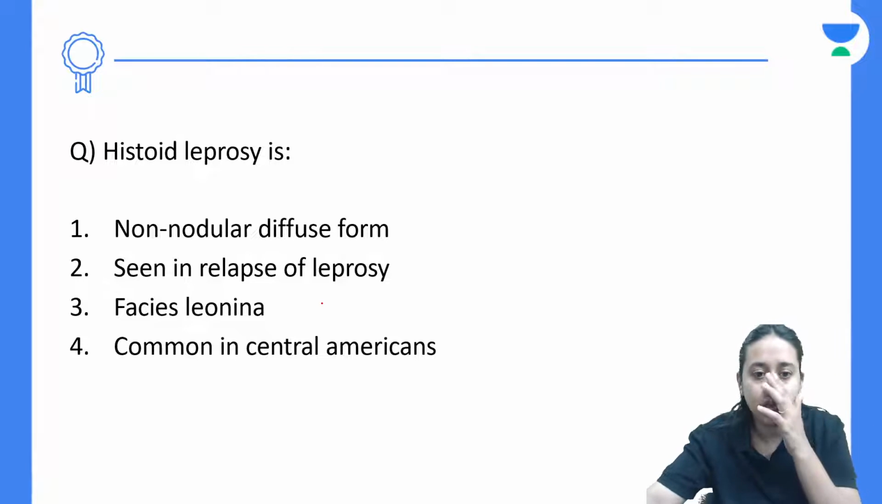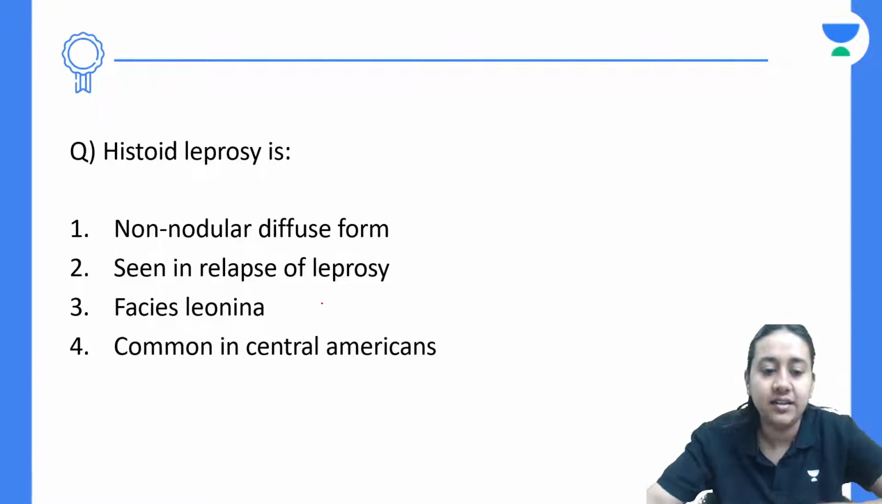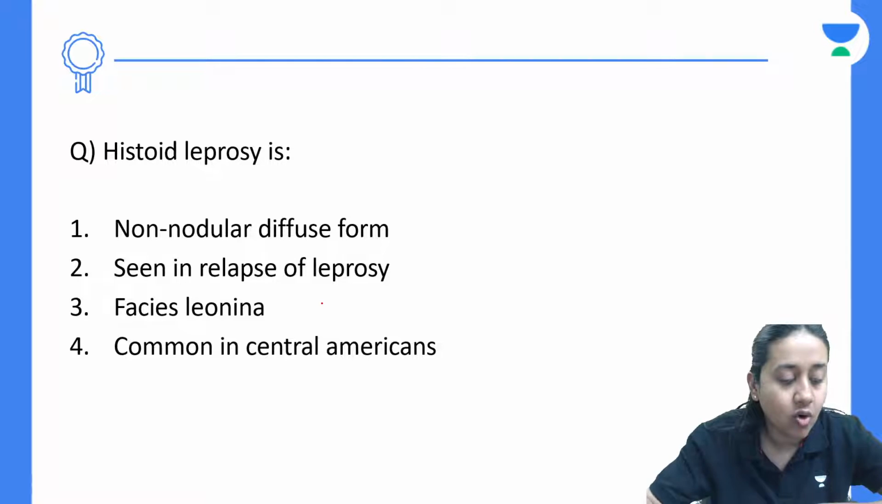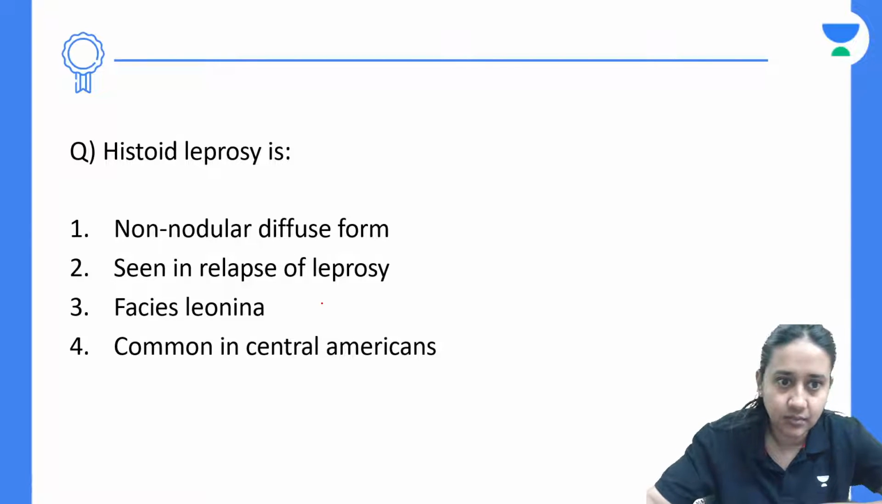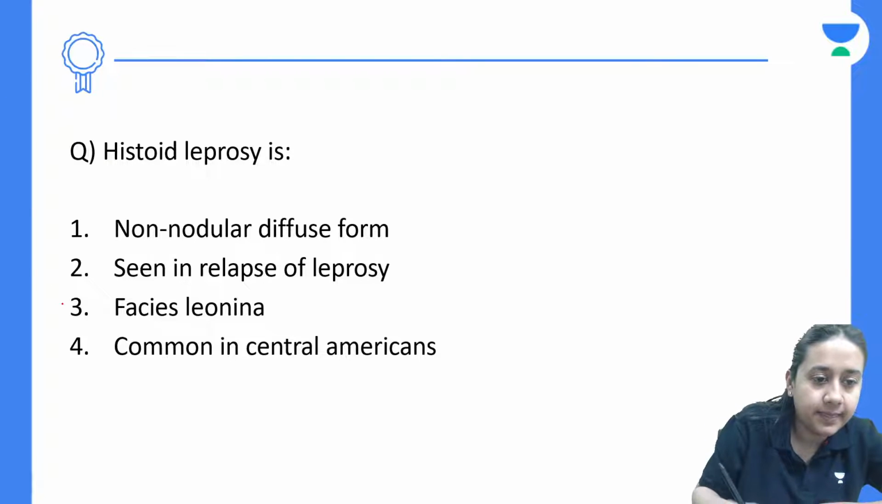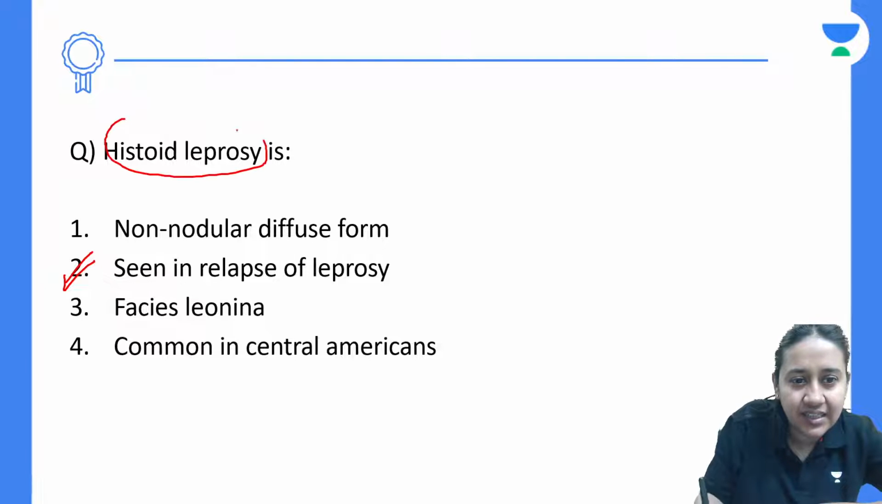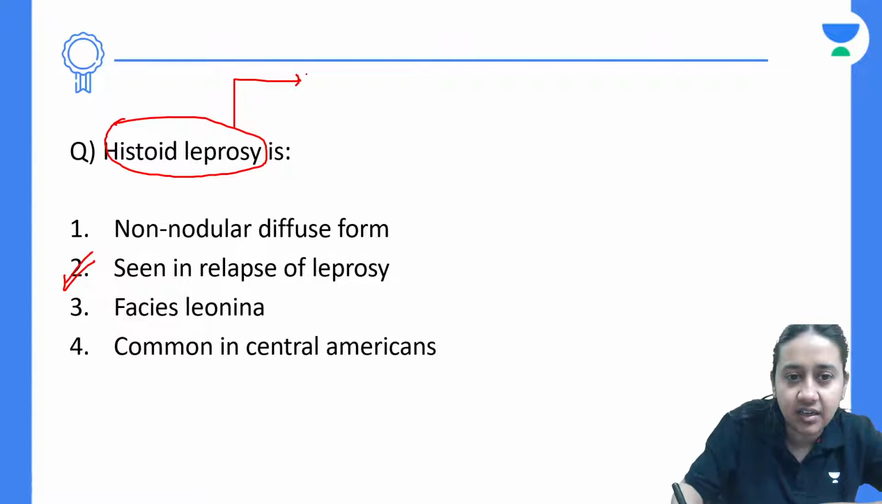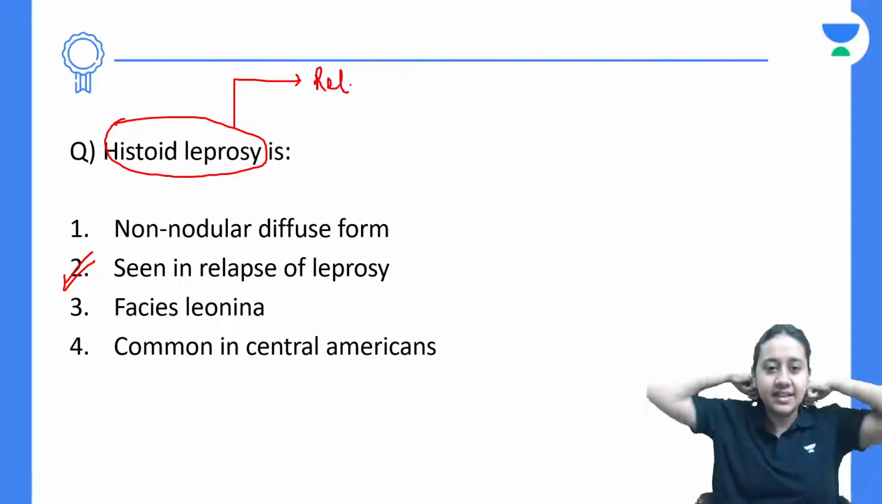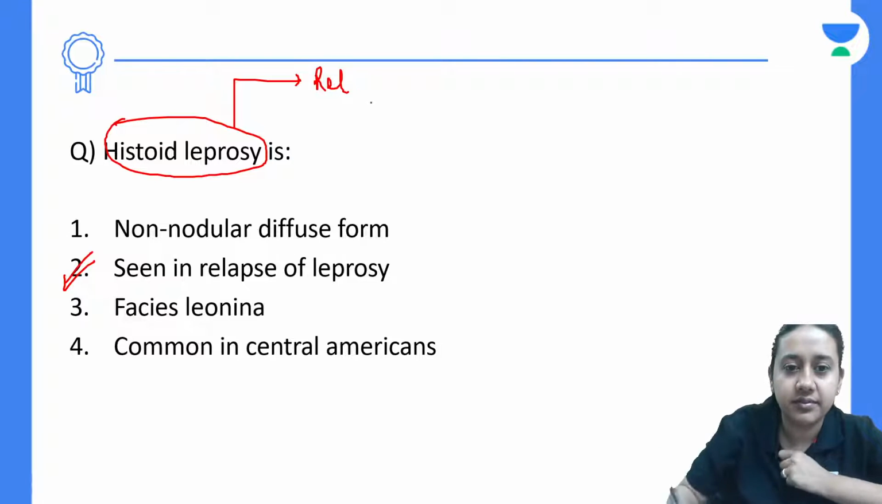Histoid leprosy is a non-nodular diffuse form seen in relapse, fascia leonina, or common in Central America. Anybody can tell me the correct answer here. Very nice. The answer is option number 2. Now, histoid leprosy is a variant of leprosy which is seen in relapse of leprosy.